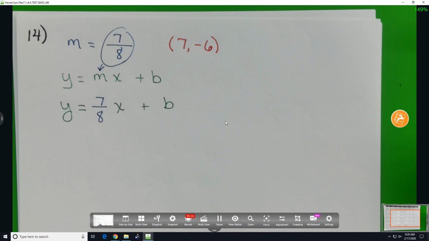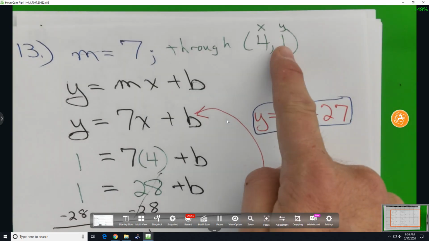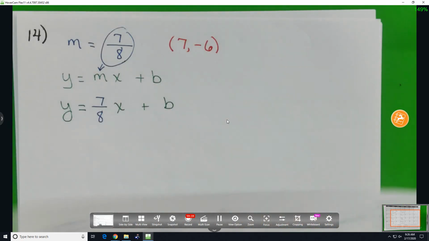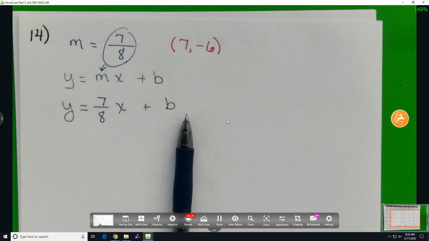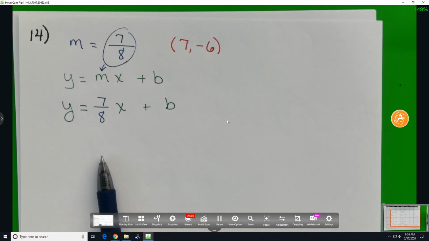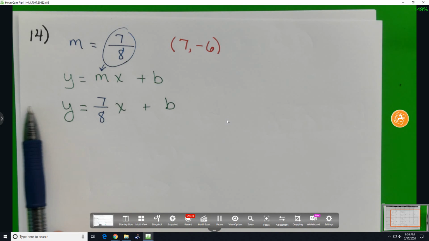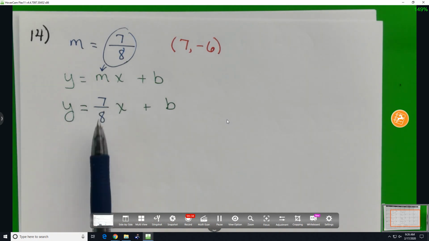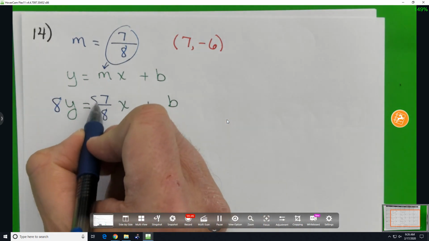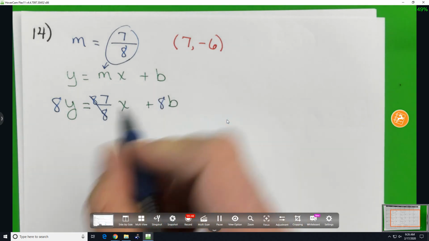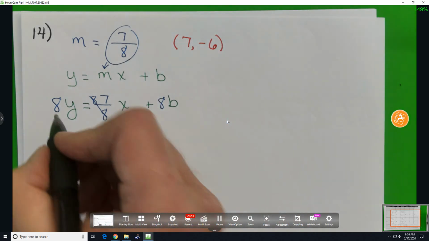That fraction. So I'm going to do something a little different. Over here, I just immediately plugged the x, y in. I think on this one, it's easier if we get rid of the fraction first. We discussed getting rid of fractions from equations. There's only one denominator. What would I need to multiply straight through by that'll cancel out this denominator? An 8. So multiply everything by 8.